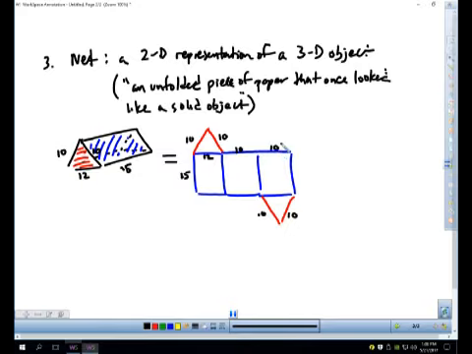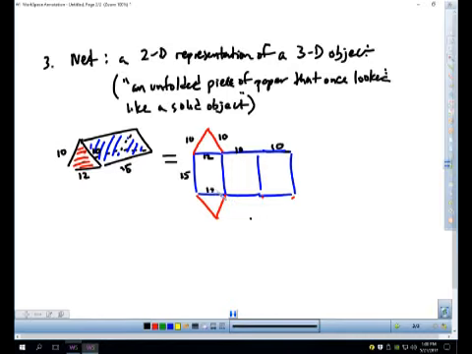I'm going to move the triangle on the bottom so it actually looks a little more correct. I've got this a little bit wrong right now. And your net can look different depending on how you cut it apart. So this right here would be an example of a triangular prism net.